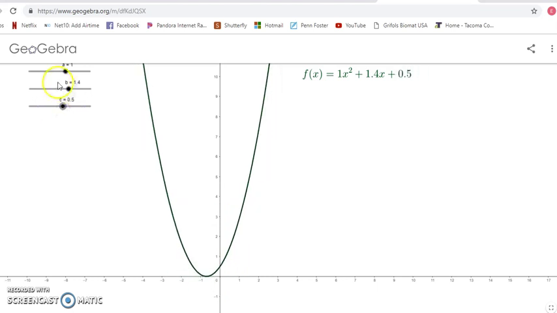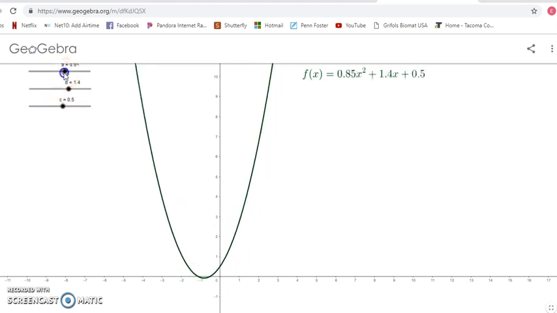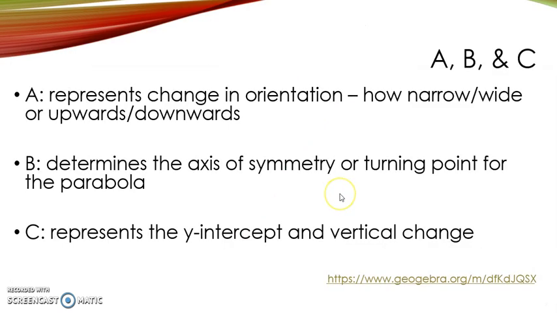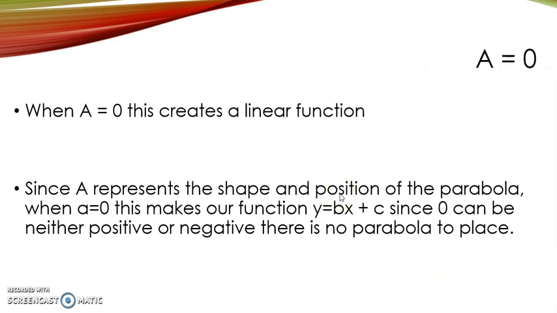Okay, and now A, if we were to make that 0, we then end up with a linear function. Since A represents the shape and position of the parabola, making A 0 turns our function into y equals bx plus c. And since 0 can't technically be positive or negative, there really is no parabola to place.